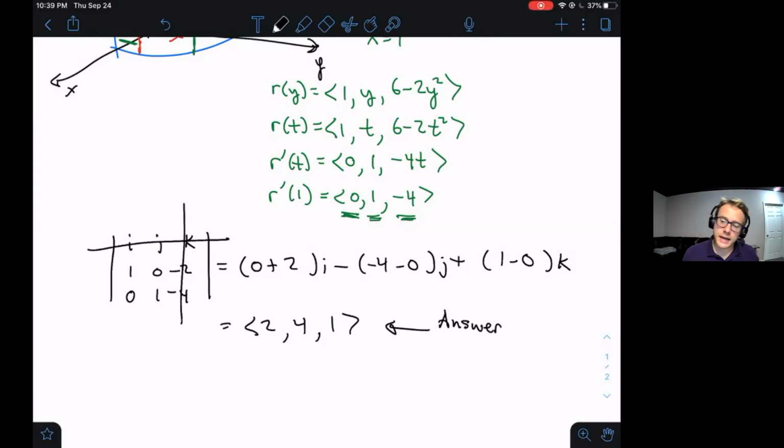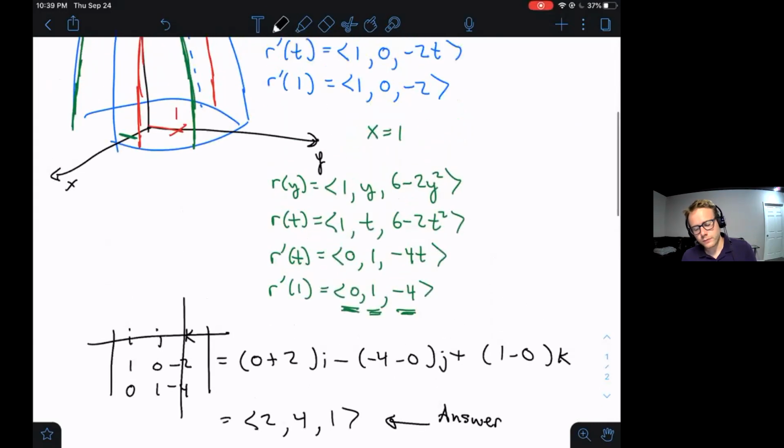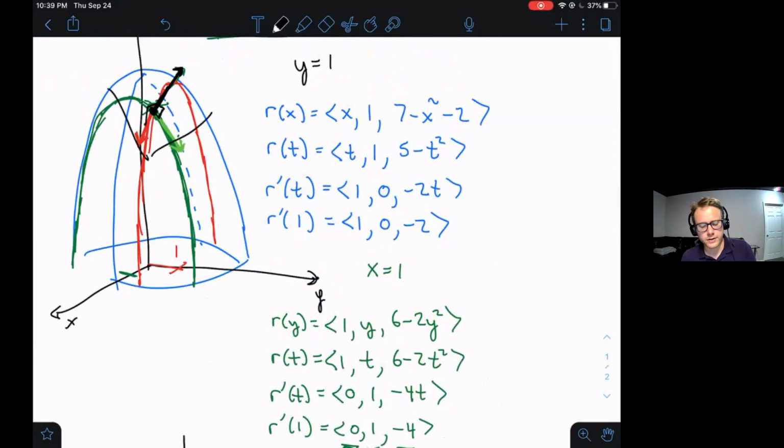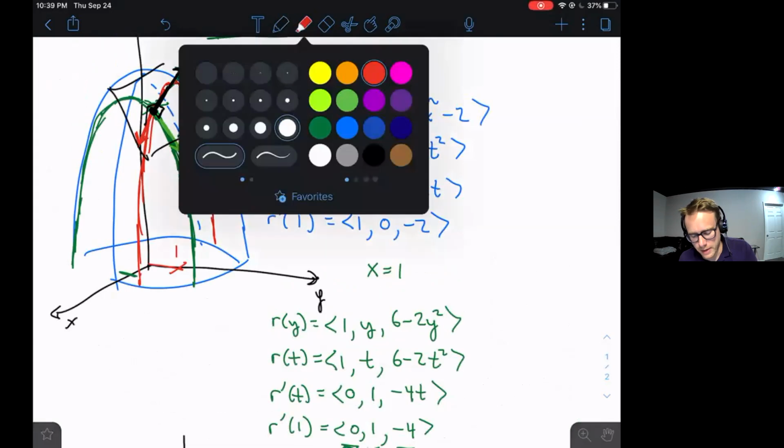And if instead it asked for a tangent plane, so a plane that contains these 2 vectors here, maybe I'll shade this in just so we can see it a little bit better.